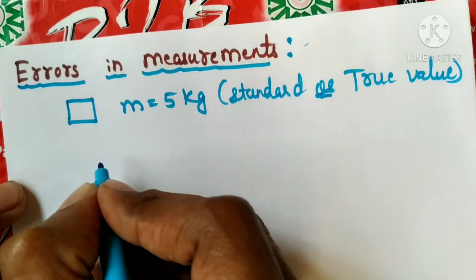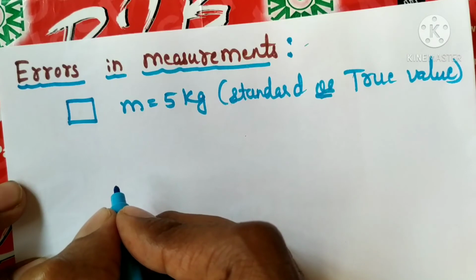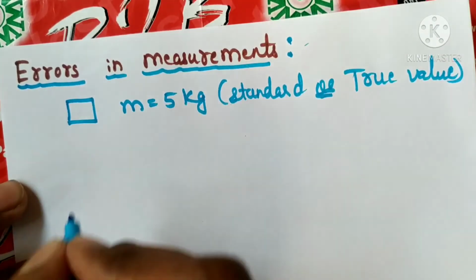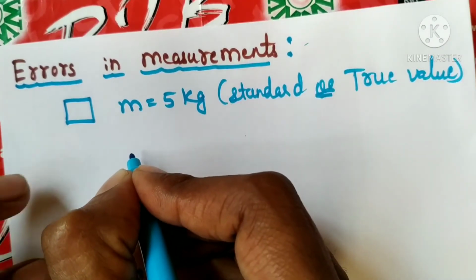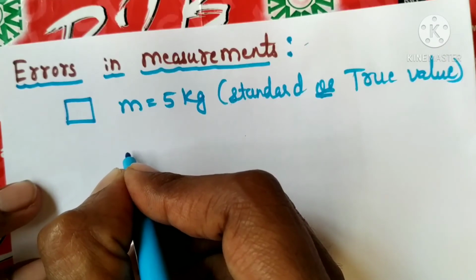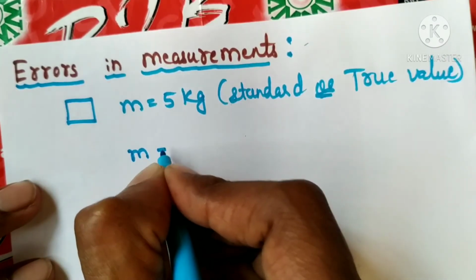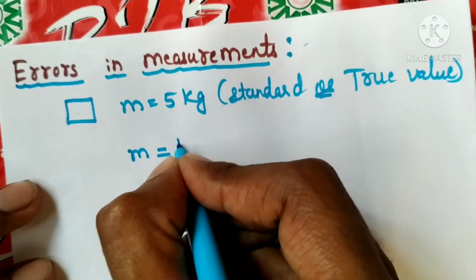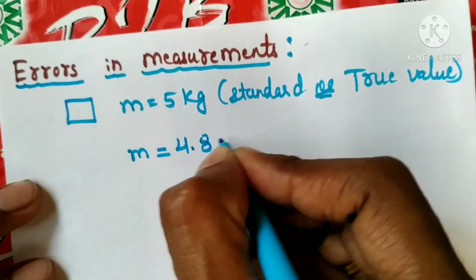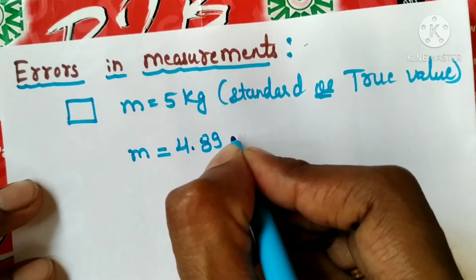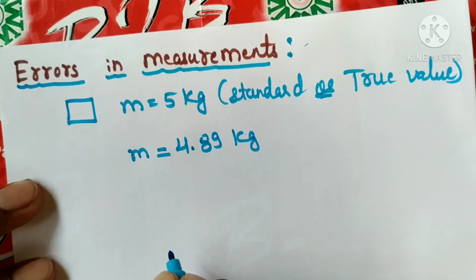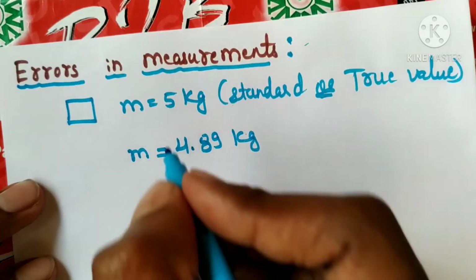So now with the help of a weighing machine, let me measure the mass of the same object. If I measure the mass of the object with the help of the weighing machine, that machine is showing the mass as 4.89 kg. Here actual mass is how much?